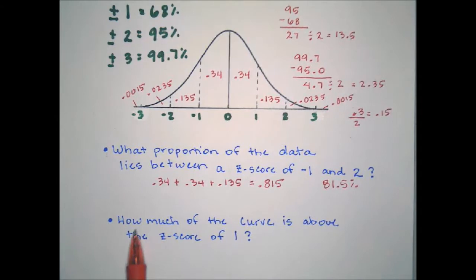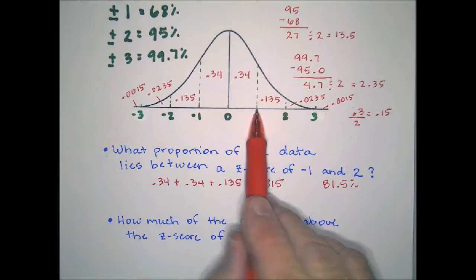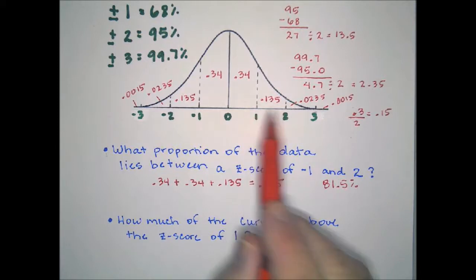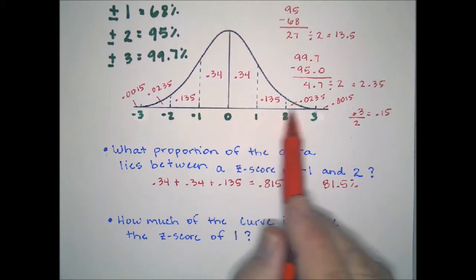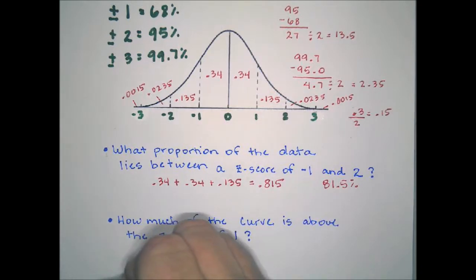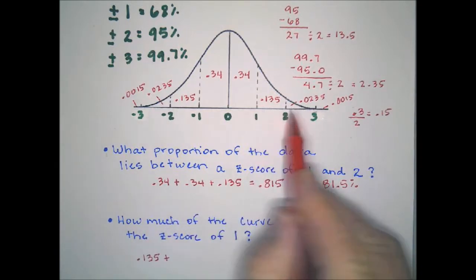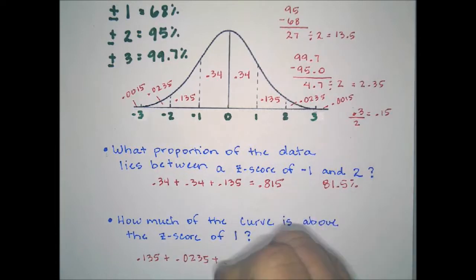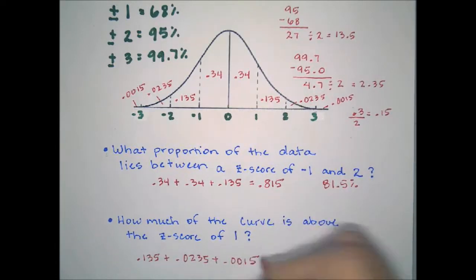Now the next question, how much of the curve is above a z-score of 1? So we just want to add up all the sections that are above 1. 0.135 plus 0.0235 plus this little section of 0.0015. And we get 0.16 or 16%.